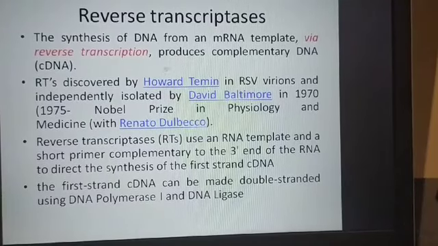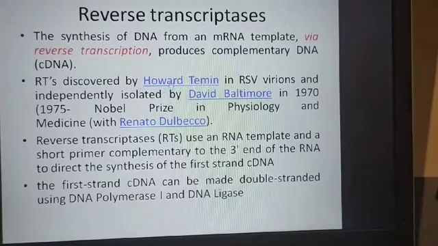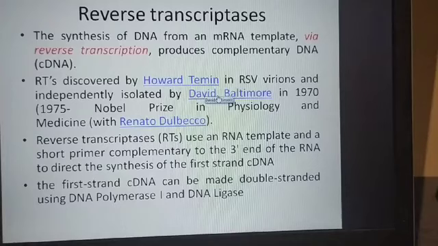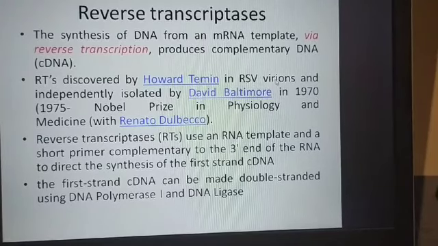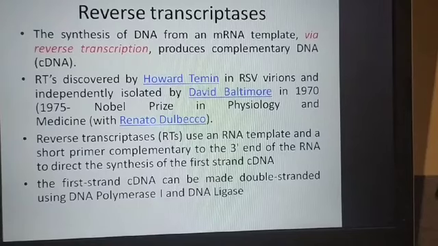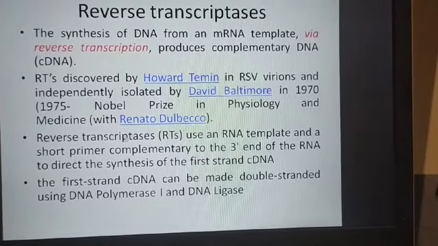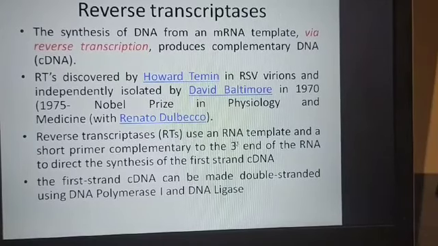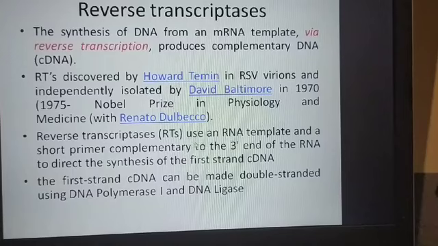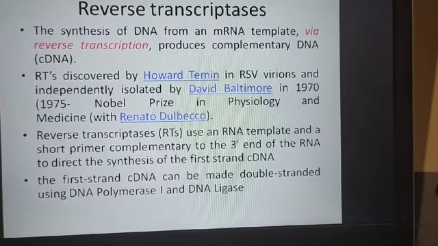So the DNA thus synthesized is called a complementary DNA, and this phenomenon was discovered by Temin and Baltimore in respiratory syncytial virus in its inactive virions. This enzyme was discovered in 1970, and they were awarded the Nobel Prize for their discovery. And what is the use of reverse transcriptases? With the help of reverse transcriptases, you can synthesize DNA molecules complementary to RNA.